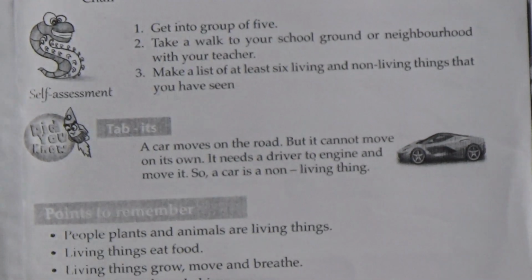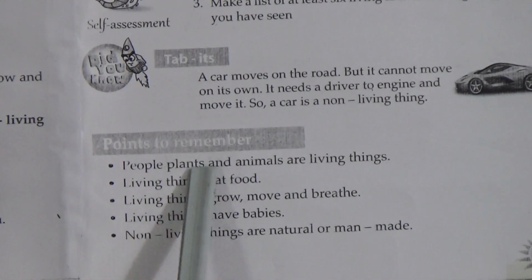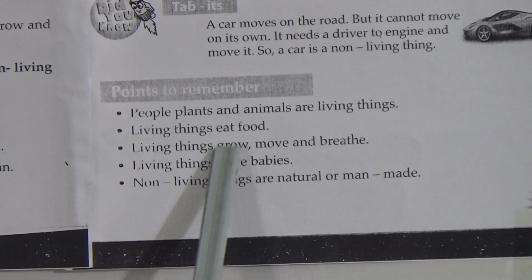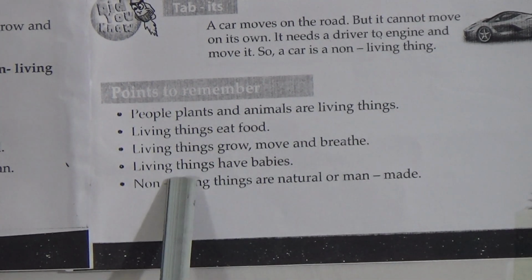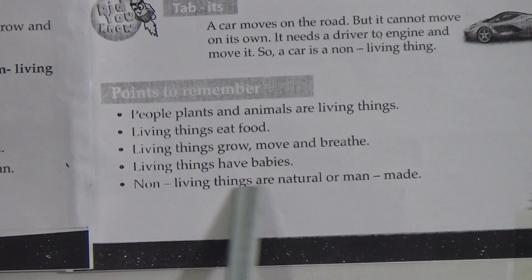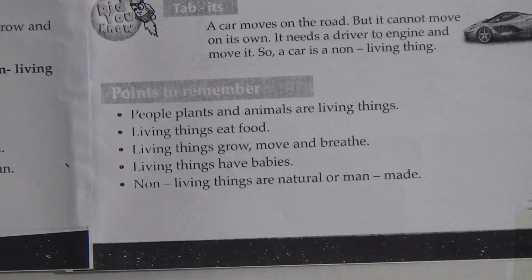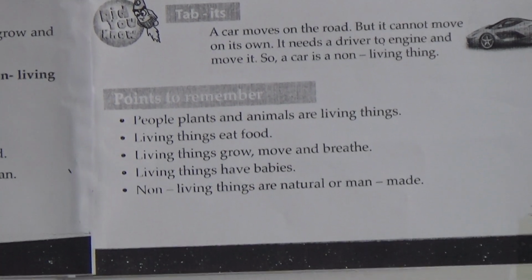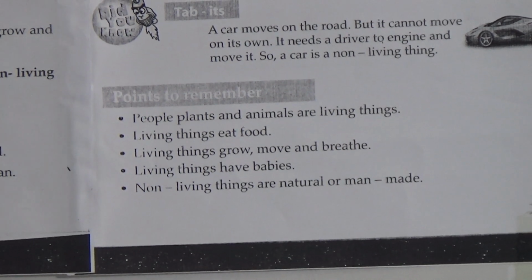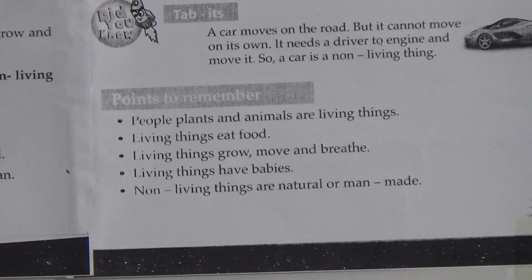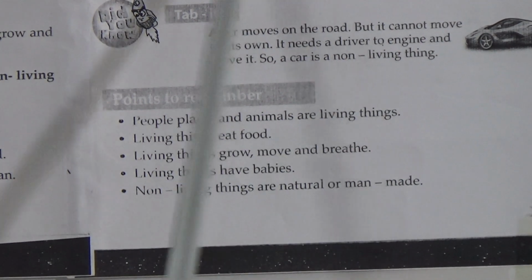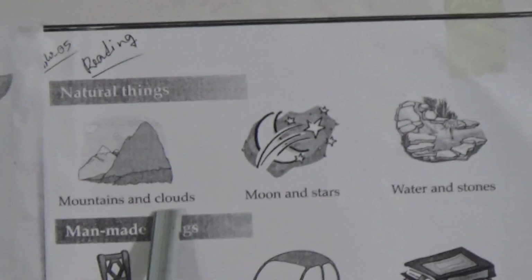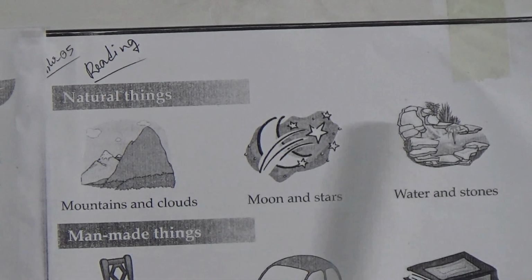So, in this chapter, we will remember people, plants and animals are living things. Living things eat food, living things grow, move and breathe, living things have babies, and non-living things are natural or man-made things. Non-living things are chair, table, star, moon, mountains, clouds. Man-made non-living things are chair, car, books. Natural non-living things are mountain and clouds, moon and star, water and stones.